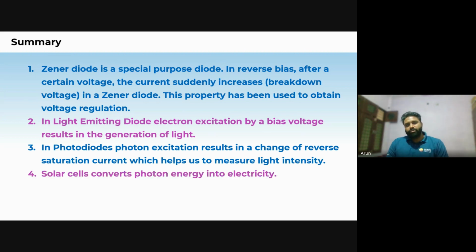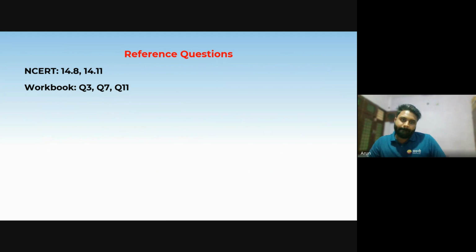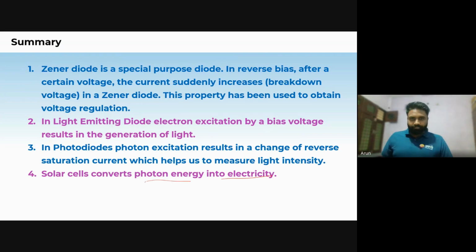A solar cell converts photon energy to electricity with the same concept, the electron-hole generation. Okay, so this is it from my side. If you have any kind of doubt in all the devices that I have discussed, you are free to ask. Otherwise, the lecture is over. Thank you so much for being attentive. Thank you so much. Okay.